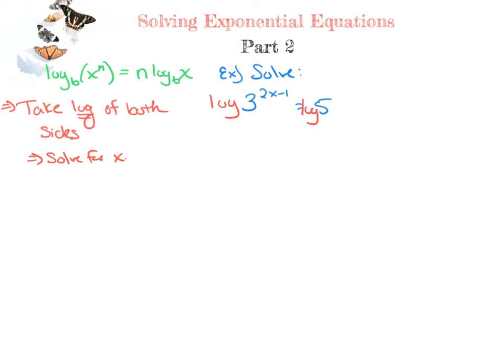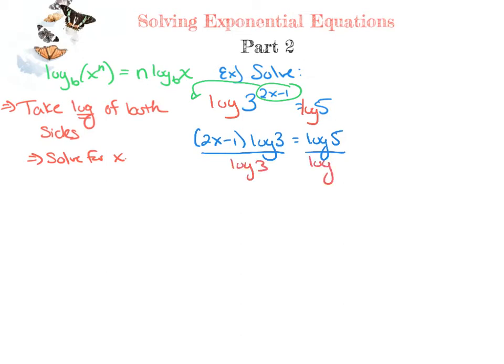Careful to write the log on the left-hand side of whatever I'm taking the log of. The whole point of that is now I can take this exponent that has the x in it and move it in front of the logarithm. So now I have 2x minus 1 times log of 3 equals log of 5. Then to solve for x, I want to get the x out of the parentheses, so I'm going to divide both sides by log 3 so that it cancels. 2x minus 1 equals log 5 divided by log 3.